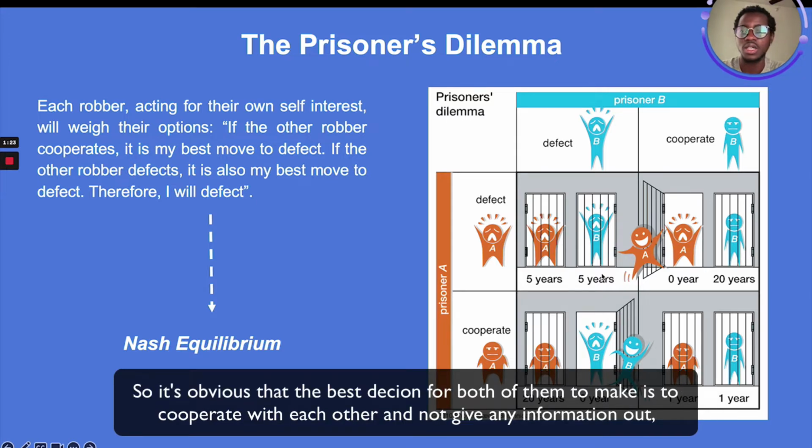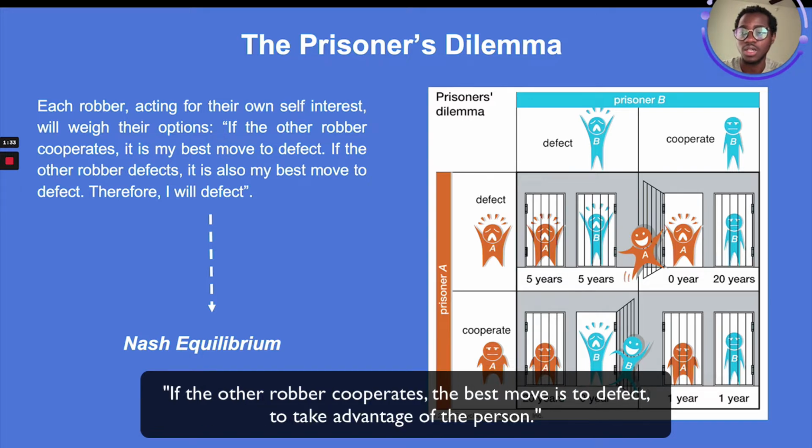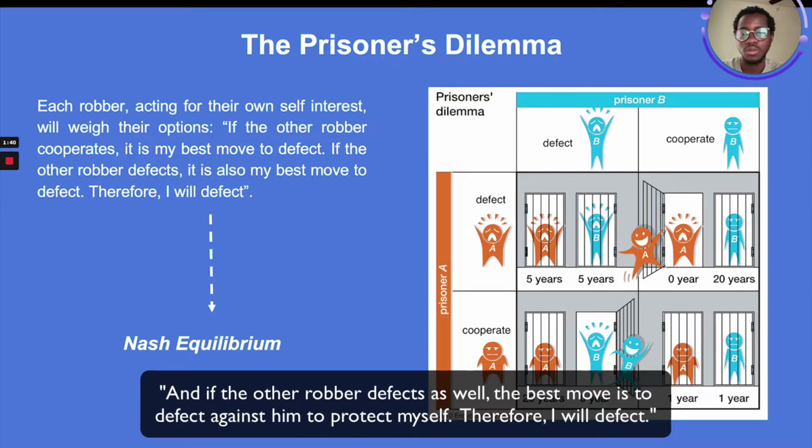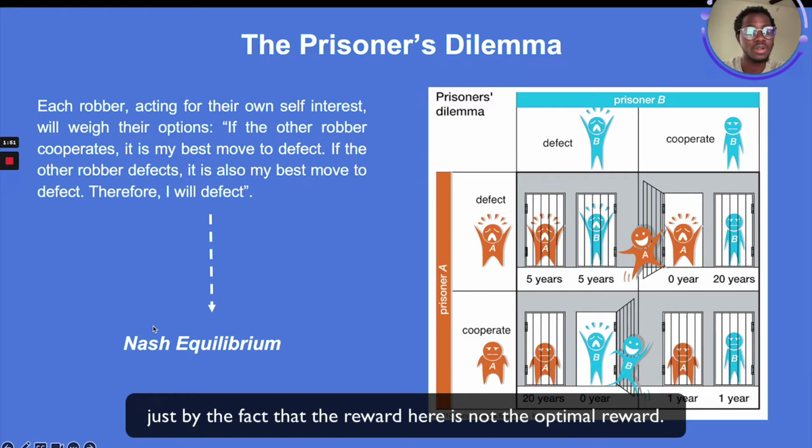So it's obvious here that the best decision for both of them is to cooperate with each other and not give any information out. But here lies the dilemma. Each robber, acting in their own interest, would weigh their options. If the other robber cooperates, the best move is to defect to take advantage of the person. And if the other robber defects as well, the best move is to defect to protect themselves. Therefore, defect. At this point, where both players have no motivation to change their defect move, is known as the Nash equilibrium, despite the fact that the reward here is not the optimal reward.